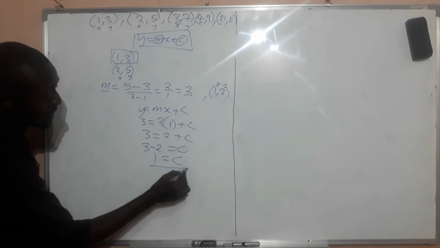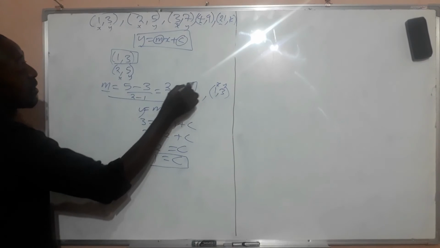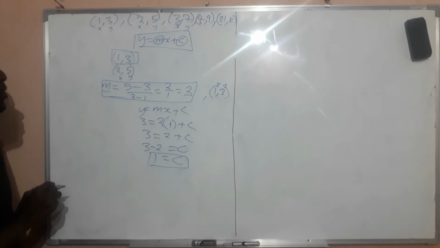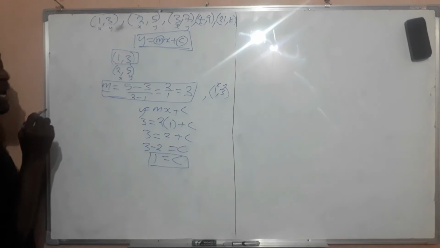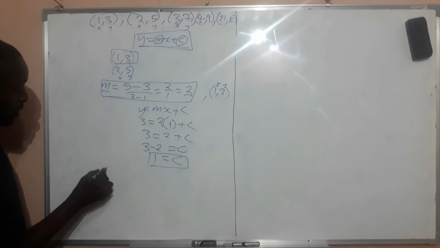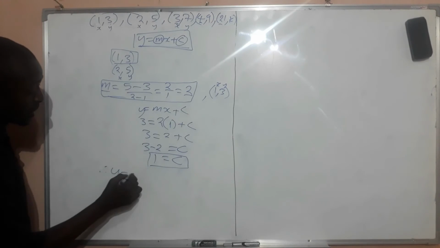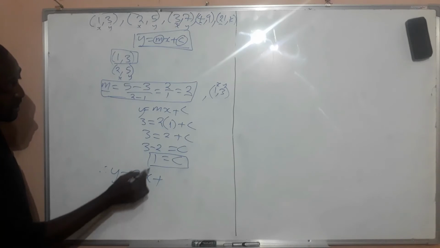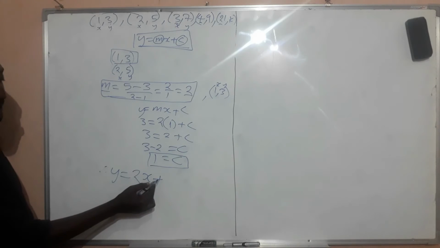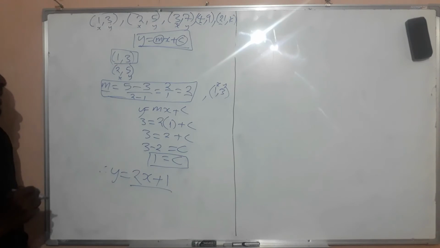So now that you have c here, and you also have m here, our m is 2. So in our equation, we are going to replace m and c, and we are going to get our function. Therefore, y is equal to, where there's m here, we put the 2 there, and then the x remains, plus, since the c is positive, we are going to have a plus here, plus our c, which is 1. So this is what we have.